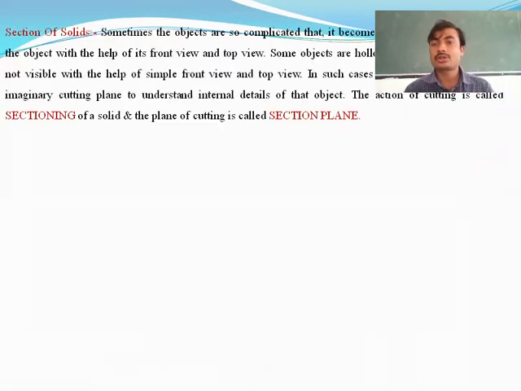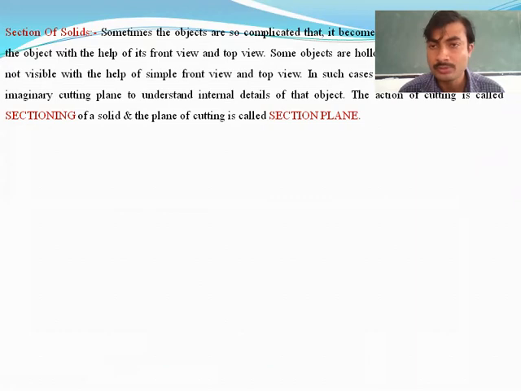The next one is section of solid. First, let us understand what we mean by solid. A solid is nothing but an object which has three dimensions. What are the three dimensions? Length, breadth, and thickness. An object having the three dimensions of length, breadth, and thickness is known as a solid.